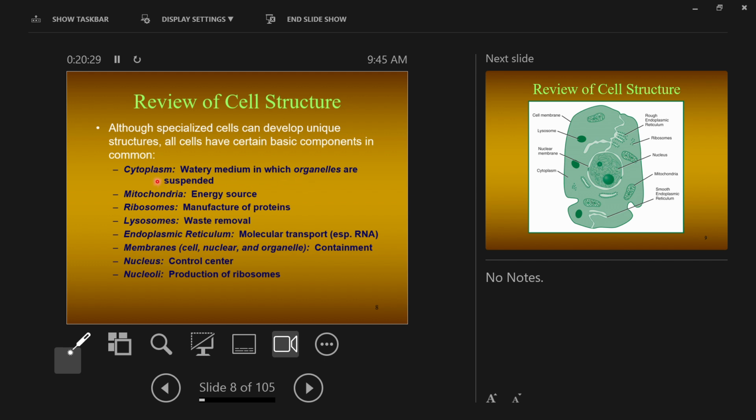The cytoplasm is the watery fluid or liquid in which the organelles are suspended. In other words, that's where they float around. Okay, your cells are mostly water, kind of like you're mostly water.